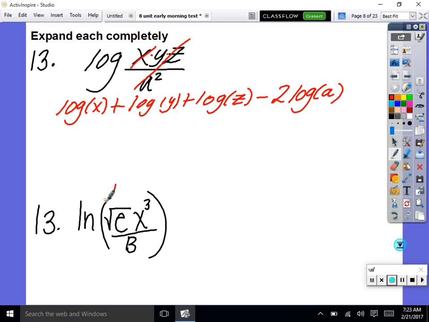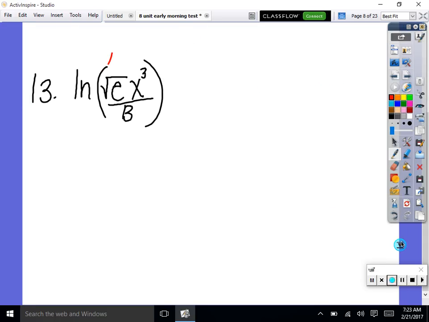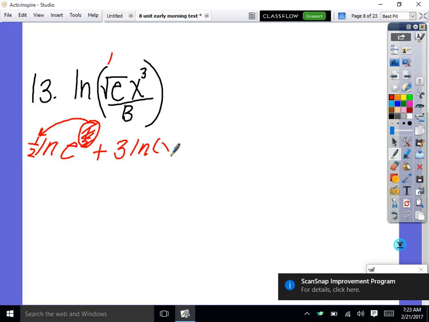So this one, it would be ln of e to the 1/2, right? E to the 1/2. Then plus, and then that would come in front, right? Is anybody confused on why I did that? Plus 3 ln of x, right? The 3 came down in front, minus ln of b.